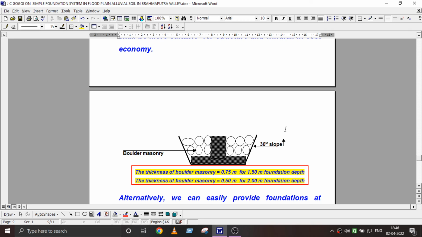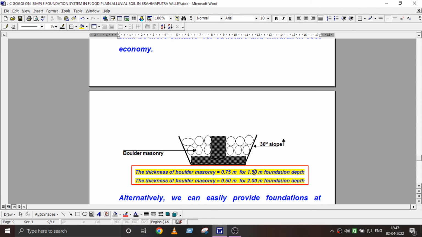We are replacing it for 1 ton. We can use boulder with some cement mortar. Lean cement mortar, 1 in 6, 1 in 8, like that. 1 cement, 6 sand. We can use lean mortar just to bond this. Outside there will be natural soil, and after completion of this foundation, there will be soil here also.